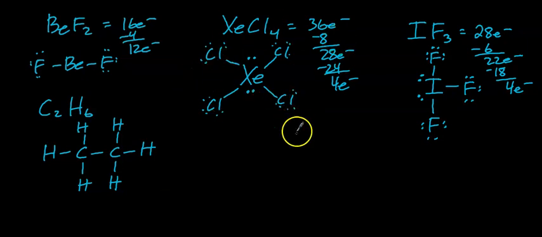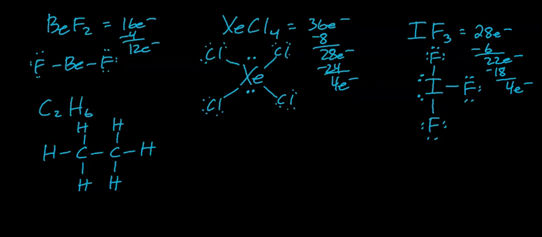Xenon tetrachloride, we have 4 chlorines and 2 lone pairs, except this is one of the exceptions. This molecule is square planar, and it is nonpolar. IF3, 3 fluorines and 2 lone pairs. This is not one of those exceptions. This is polar.